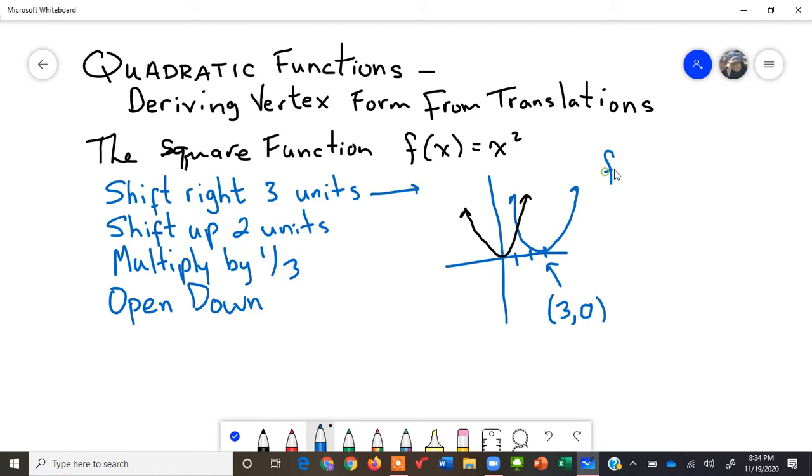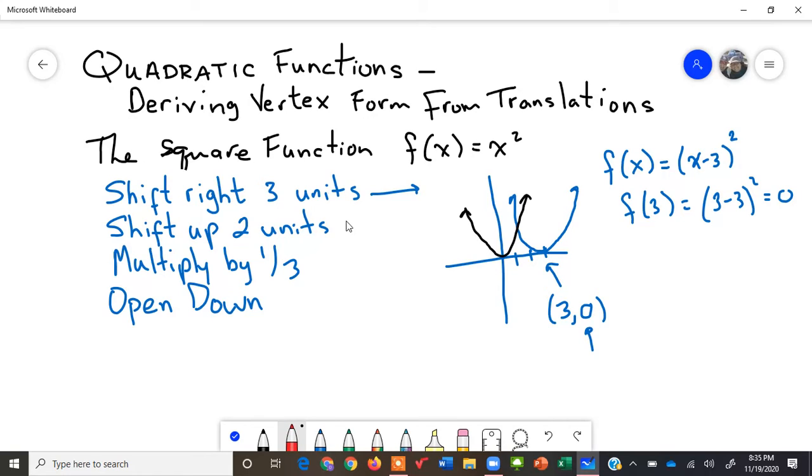So let's see. We have f of x equals, and now we need to decide, did we add or subtract 3 units to get it over here? Well, note that the y-coordinate is 0. So in order to have a y-coordinate of 0, it must have been subtracted 3 units. Because that way, when I evaluate the function at 3, I do indeed get 0 for the output, so that the point 3, 0 is on this function. So by shifting it right 3 units, I have x minus 3 squared.